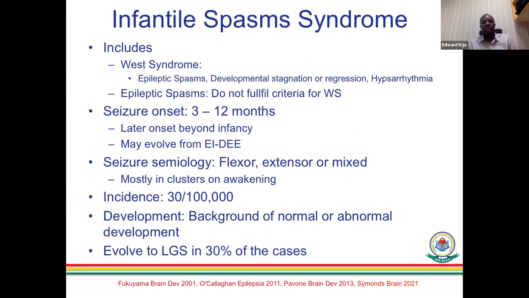The third DEE is the infantile spasm syndrome. This is by far the commonest DEE that we see in our clinical practice, including in our own cohort.